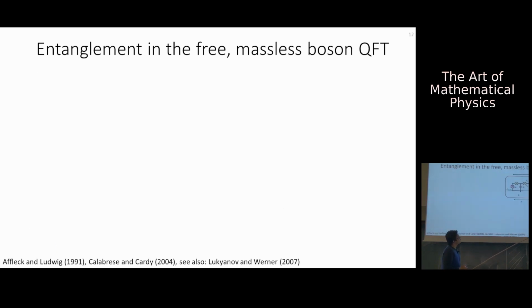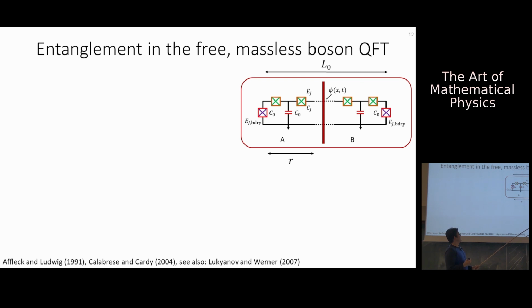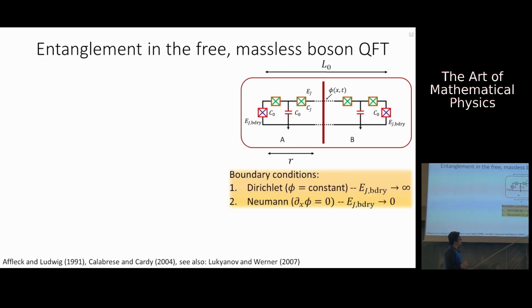So first, I need to show you how to impose boundaries in the system. And this is very important also for experimental situations where necessarily there will be boundaries. And so here, I'm imposing boundary conditions by applying two other Josephson junctions. And you can understand the boundary conditions as Dirichlet being realized by the junction energy going to infinity and Neumann being realized by the junction energy going to 0.